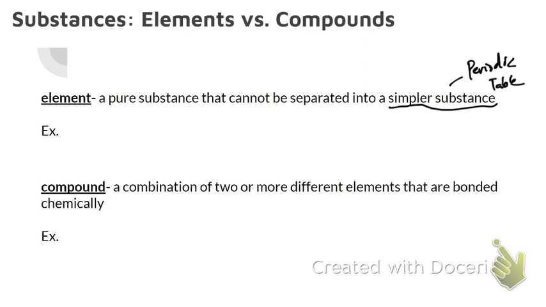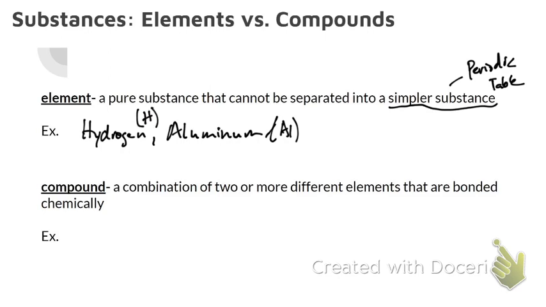Examples are like hydrogen, aluminum. Oftentimes look for, like, if it has a symbol, then it's most likely an element. A symbol usually is, for example, hydrogen, the symbol has an uppercase letter, and then sometimes they'll have a lowercase second letter.